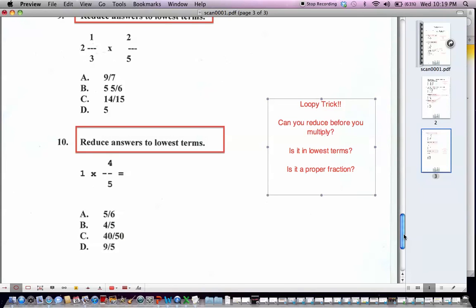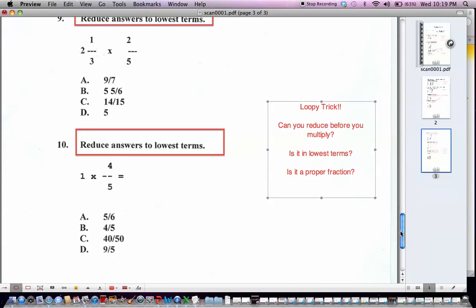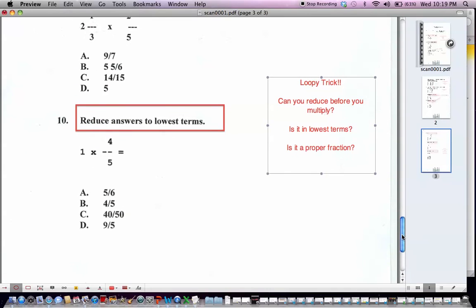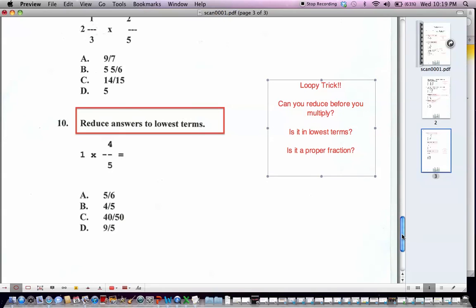So these are your 10 questions for this quiz, okay? If you got any questions, raise your hand. If you need to rewind and pause, please do so. Good luck. Thank you.